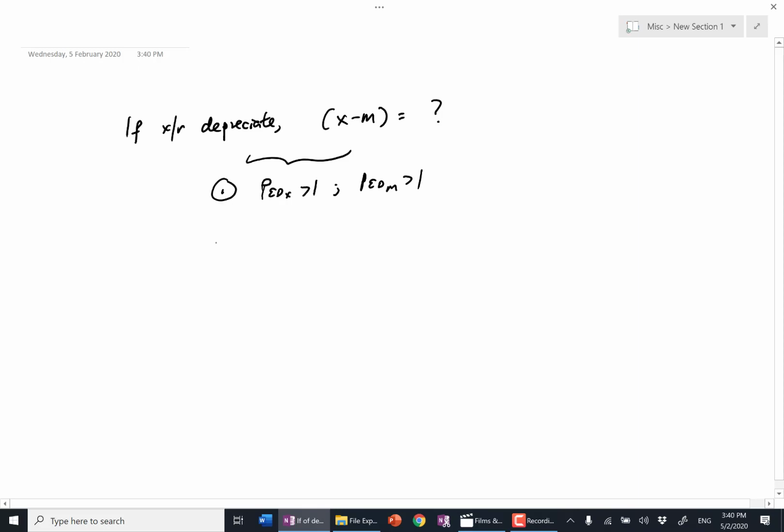If there's a change in exchange rates. If your exchange rate, let's say, depreciates, what happens to your net exports? There are some schools where they assume PED X greater than 1 and PED M is greater than 1. Each one exceeds 1, version 1.